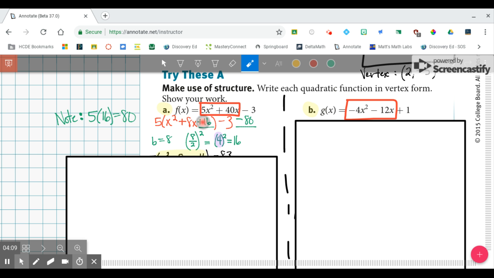So right here, inside the parentheses, we put a 16. But we're not just adding 16. This is inside the parentheses, so we're doing 5 times 16. 5 times 16 is 80, so we're really adding 80. If we add 80, we need to also do the opposite, or subtract 80. So over here with that constant, we need to undo the addition of 80 by subtracting.